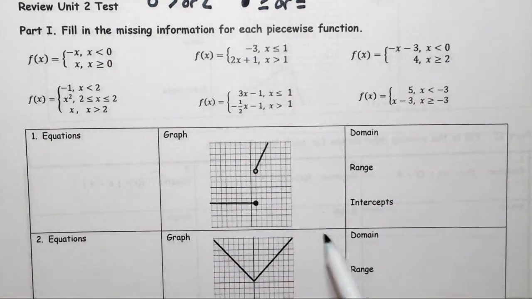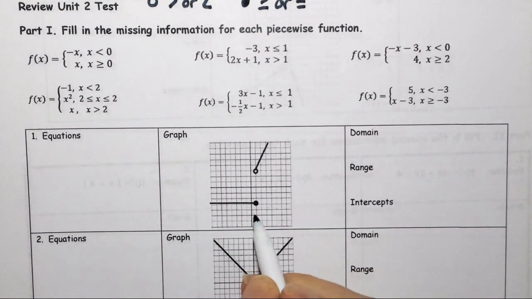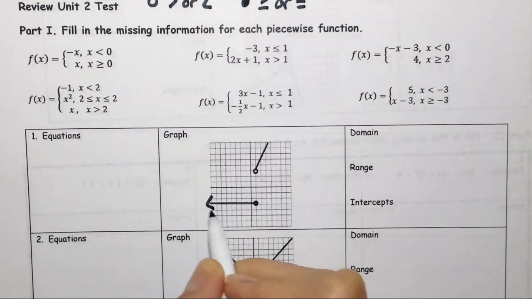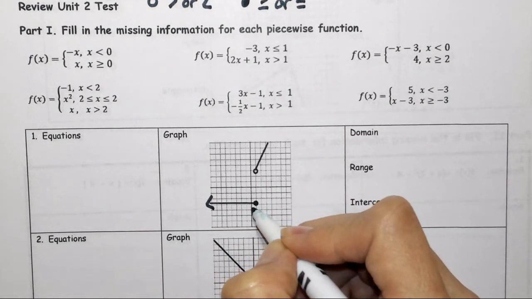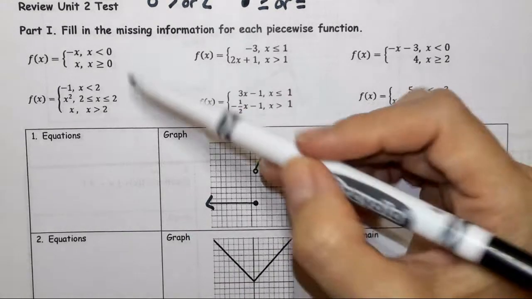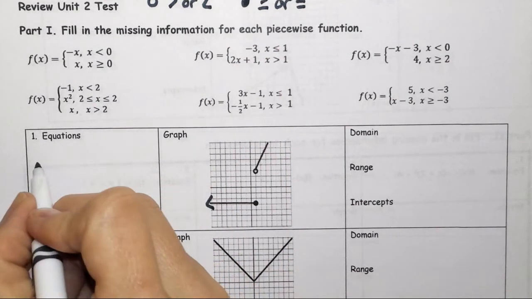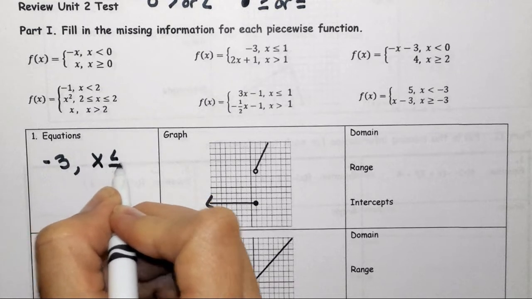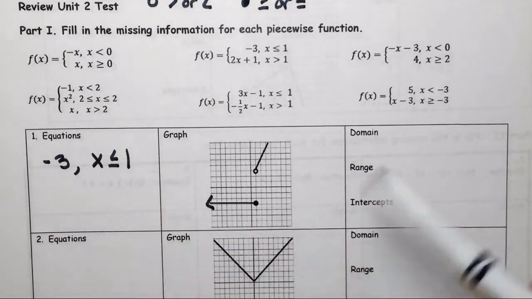So on graph number 1, I can tell that I'm going to start right here at positive 1, and I've got a closed circle on positive 1, and it's going to the left. So I need to know what the equation of this horizontal line is. Well, this horizontal line is touching at negative 3, and I'm going to the left of positive 1. As I look through my answer bank up here, there's only one that happens to match. So the equation I want is negative 3, comma, x is less than or equal to 1.